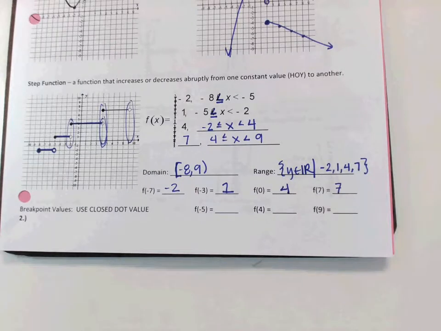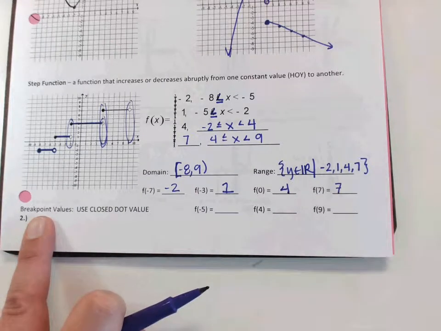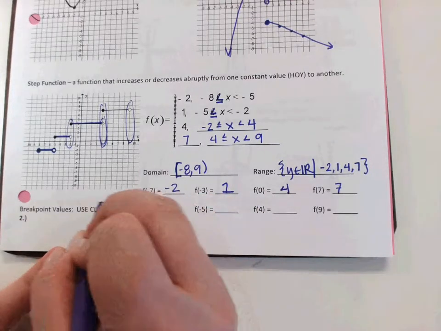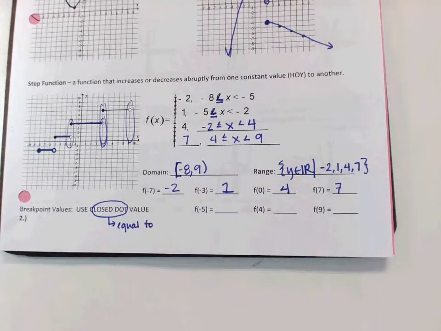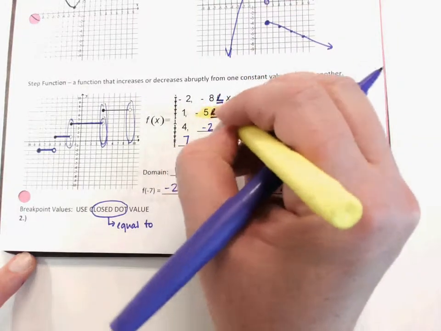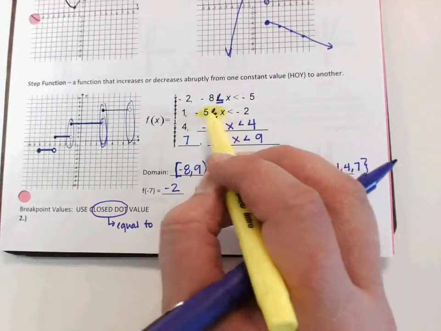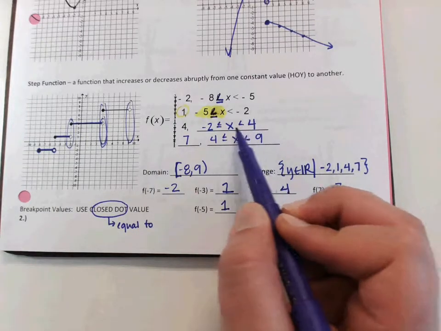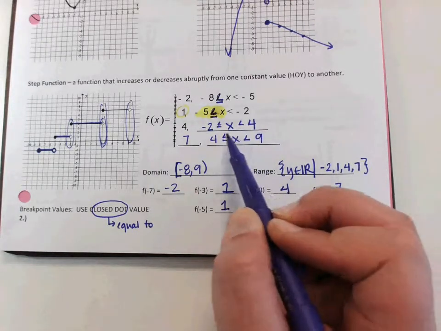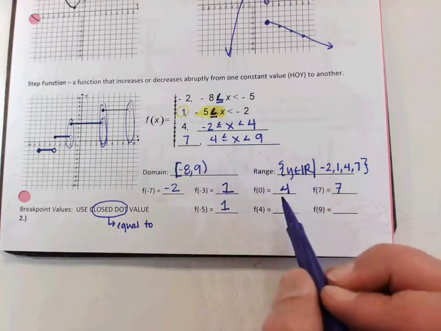Now, look right here, it says breakpoints. If you have a split in your graph, you have to pick the closed dot. Or if you like it better, the closed dot is going to be where the equal to is. So this is what I mean by that. If I want f of -5, I have to pick the one where equal to is on a -5. I'd have to pick here. That's where x is greater than or equal to. So I'd have to pick 1. So for 4, it would be 7. Very good. 4 up here doesn't have an equal to. 4 down here has an equal to. So I would have to pick 7.